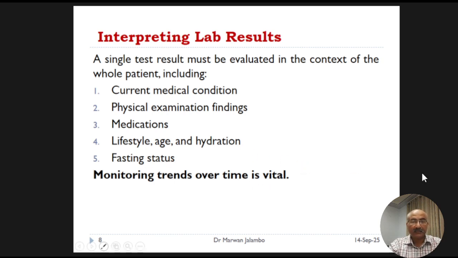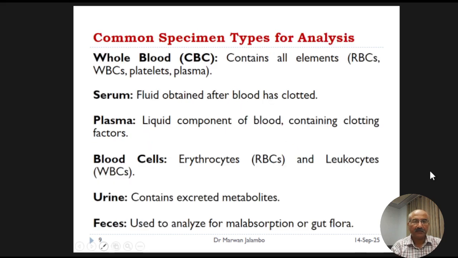While a single result can be useful for screening, the real clinical value comes from monitoring trends in test results over time. A pattern of a changing value provides a much more objective and reliable measure of a patient's response to nutrition or medical intervention. To get these results, we rely on various types of biological specimens. The common specimen type for analysis is the CBC, whole blood counts.